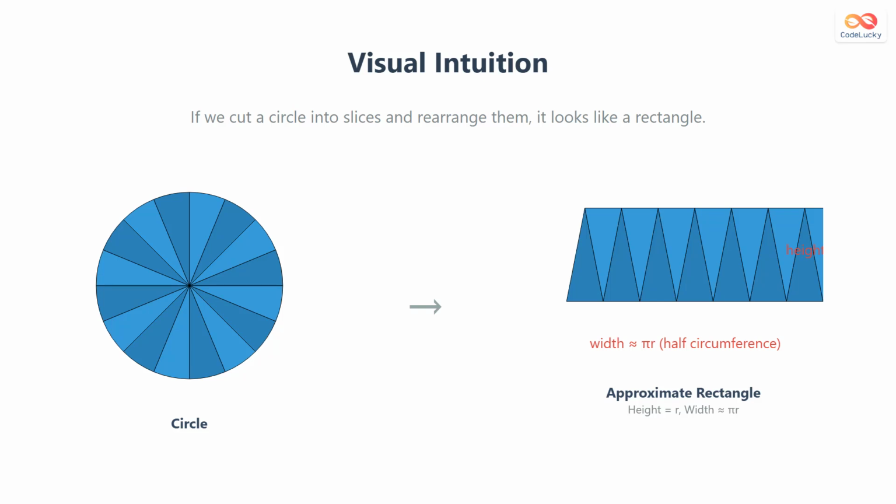Let's visualize why this works. If we cut a circle into many small pizza slices and rearrange them, they form a shape that looks very similar to a rectangle. The height of this rectangle is the radius, and the width is half the circumference, or pi times radius. Multiplying height times width gives us pi times radius squared.